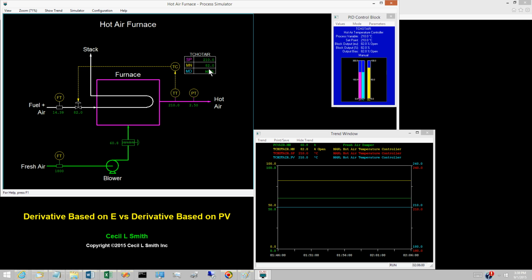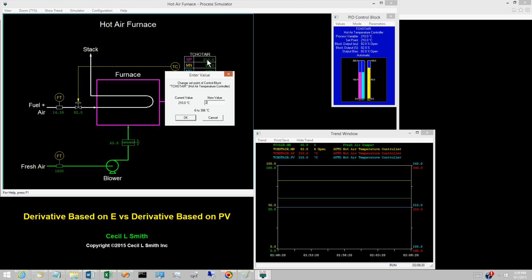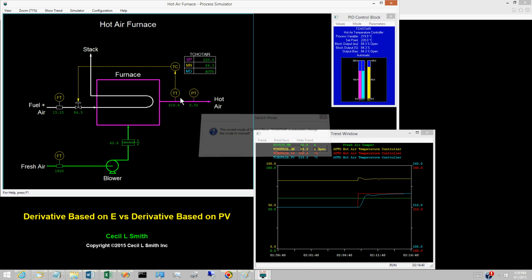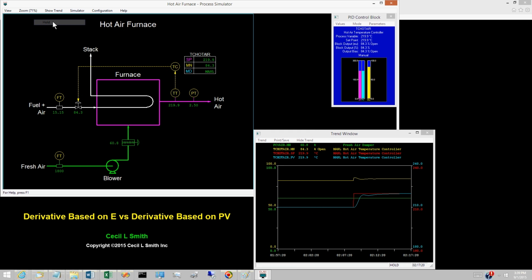Switch the hot air temperature controller to auto. Change the set point to 220 degrees Celsius. The response exhibits an oscillation that decays rapidly. Technically, there is no overshoot. The PV never crosses the set point. Switch the controller to manual. Place the simulator on hold.